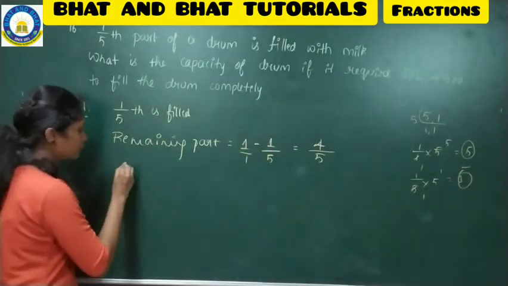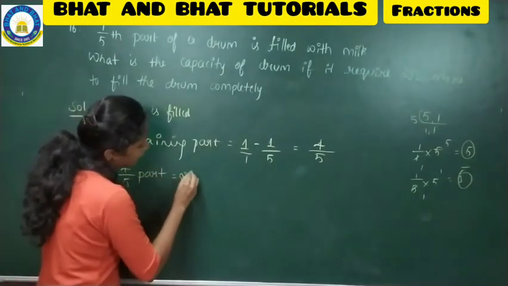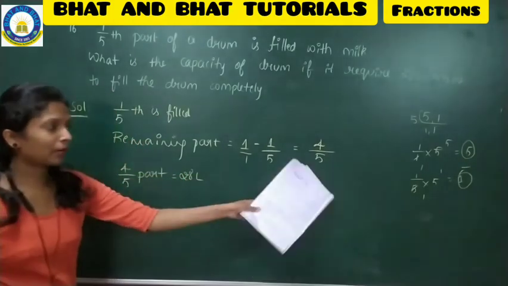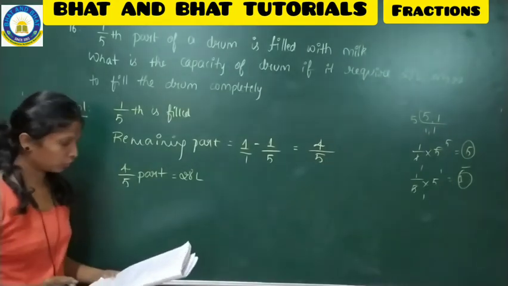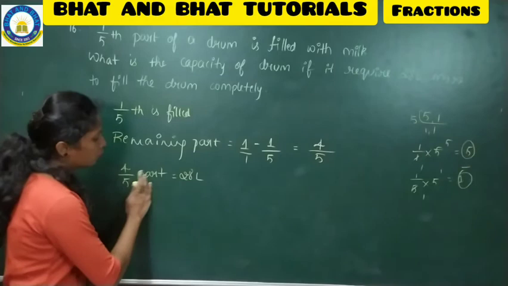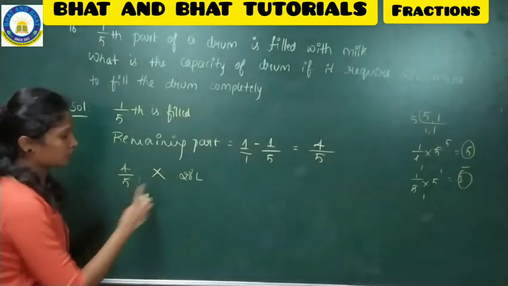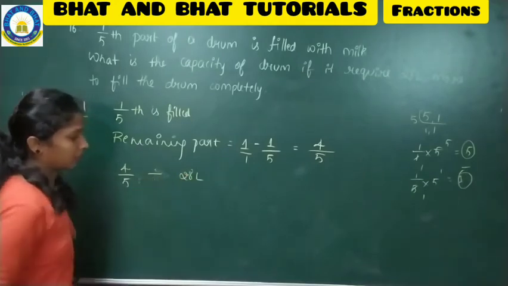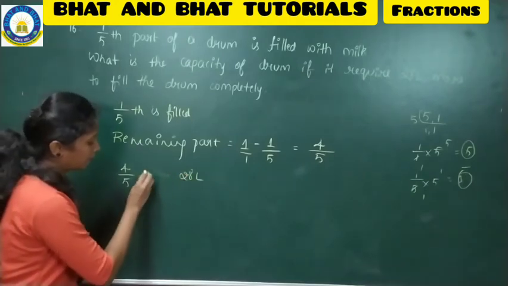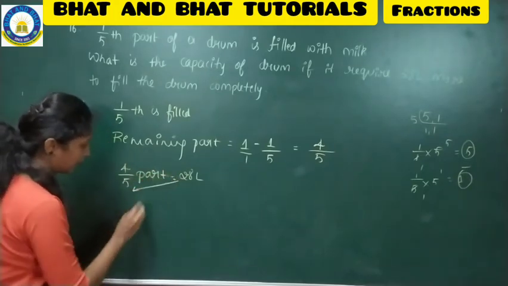So 4 by 5th part, we have to fill how many liters? 28 liters. The remaining part is this much. In that, whether this much part will be filled or not, we have to find. So what can we do? We can multiply. So cross multiply, I'll do.